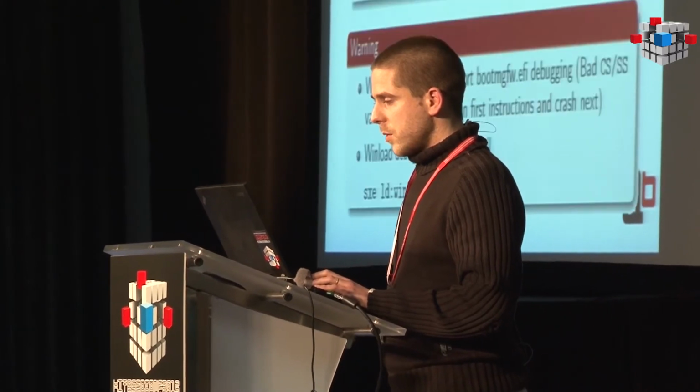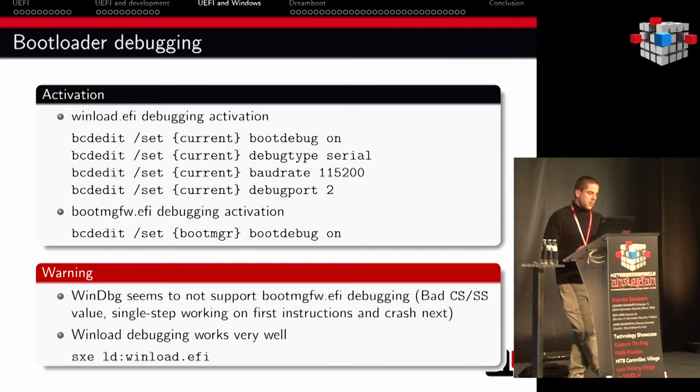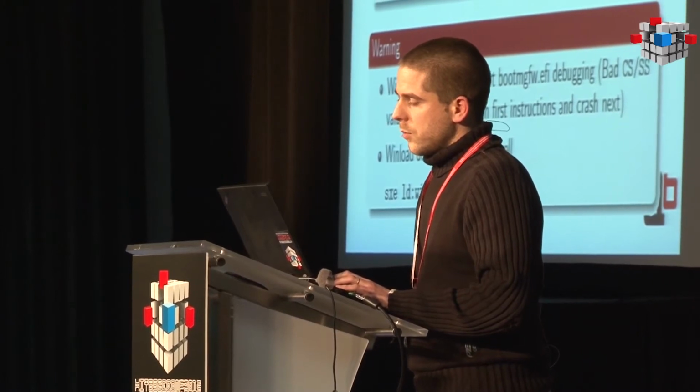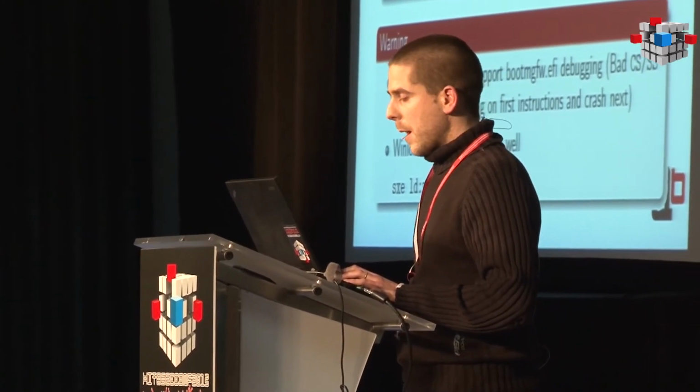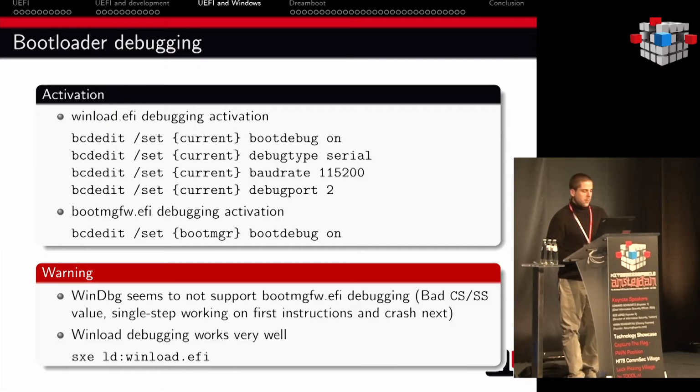But maybe the best way to do it is to activate the WinDBG stub in the loader. In fact, you can activate debug mode in both bootloaders. So for the first one, you just have to activate boot debug with the classical settings for serial debugging. For the first stage bootloader, you need to put another parameter to activate the first stub.